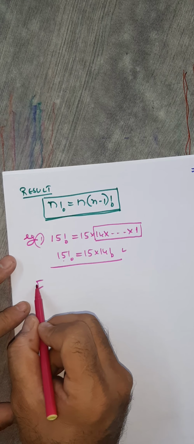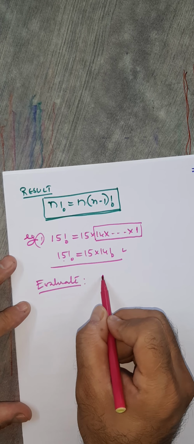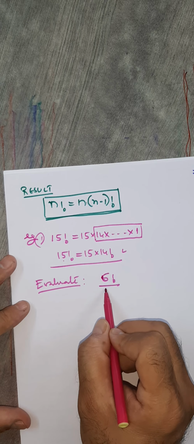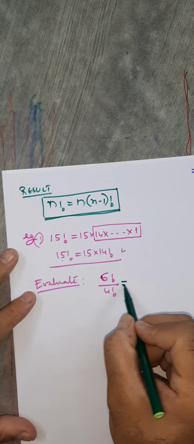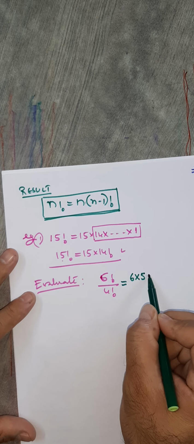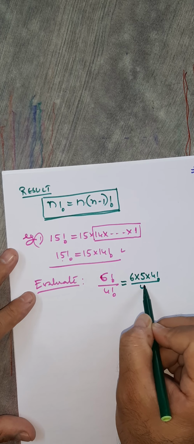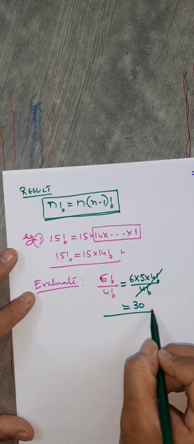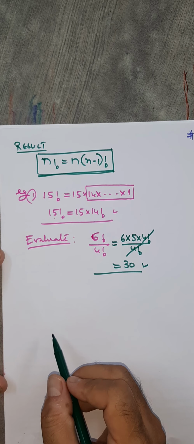Suppose you are asked to evaluate 6 factorial upon 4 factorial. One way is, since the factors are comparatively small, you can write the values. The other way is to write 6 into 5 into 4 into 3 into 2 into 1, which is 4 factorial, upon 4 factorial. So this gets cancelled. 6 fives are just 30. So 30 is your answer. When you have a ratio of factorial symbols, you can express it like this, remember.